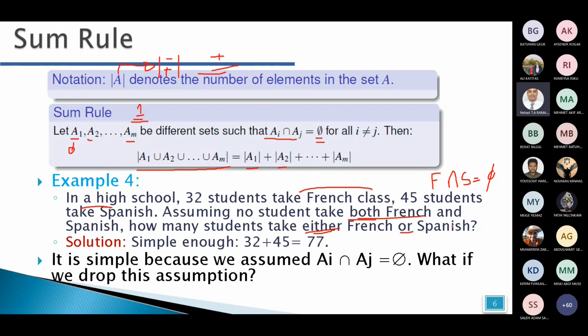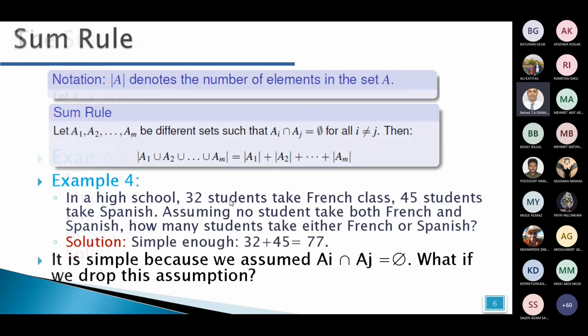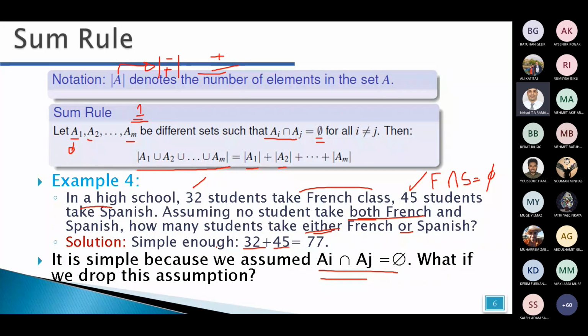To do this, it's simply the number of students who take French plus the number of students who take Spanish. It's a simple question: 32 plus 45 students. This is the total number of students, and it's simple because there is no intersection. If there is an intersection, we have the subtraction rule. So we don't need more examples for the summation rule because it's very direct.